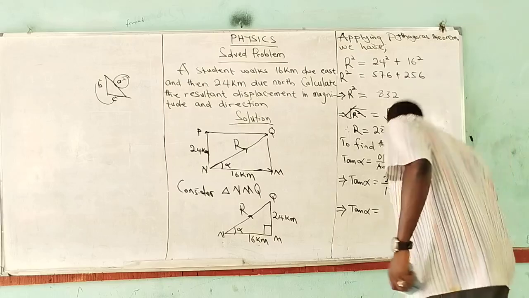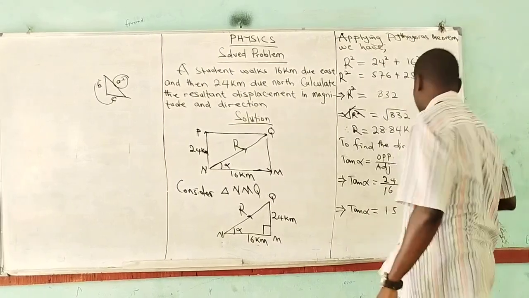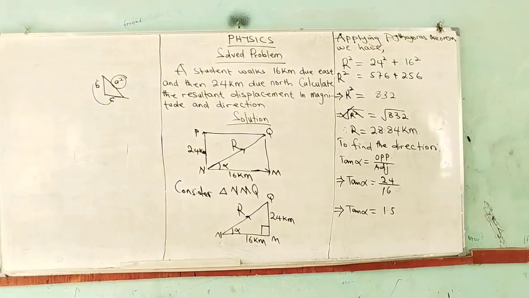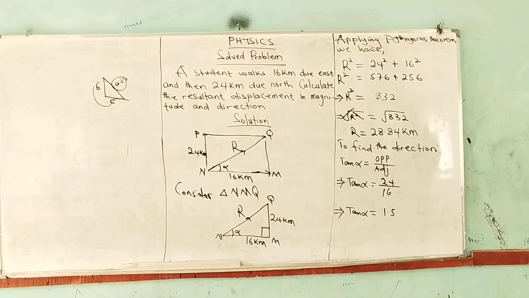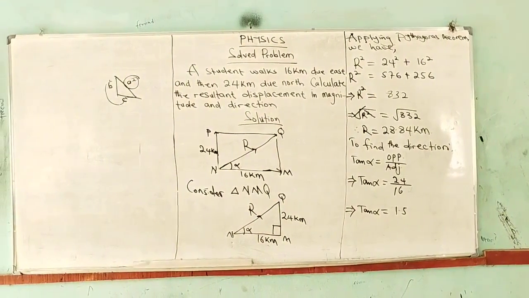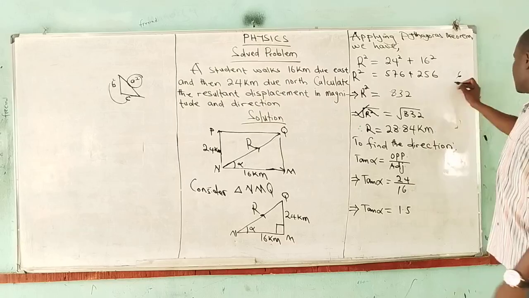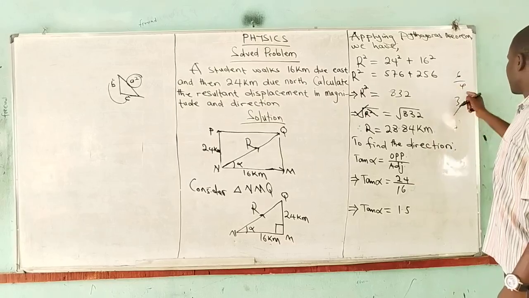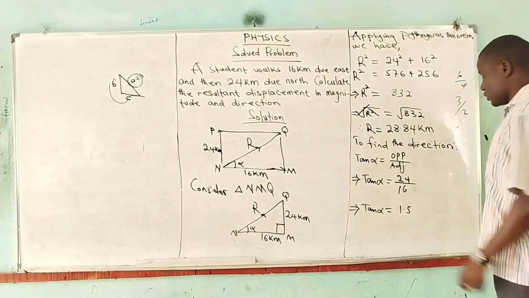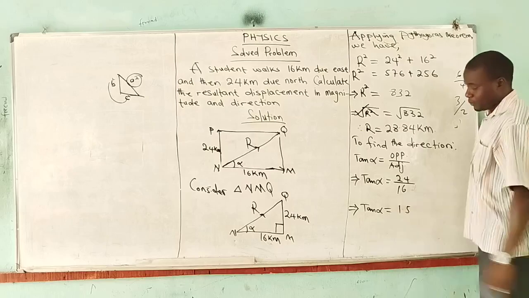It looks like 1.5, right? Cool? It's 1.5. 24 divided by 16 is 1.5, right? 4 into this, 6; 4 into this, 4; 2 into this, 3; 2 into this, 2. This divided by this is 1.5. So we are looking for alpha.